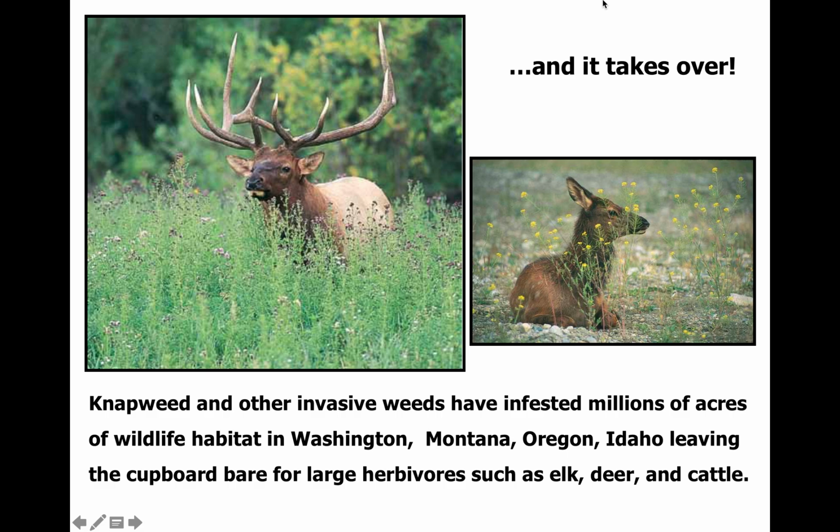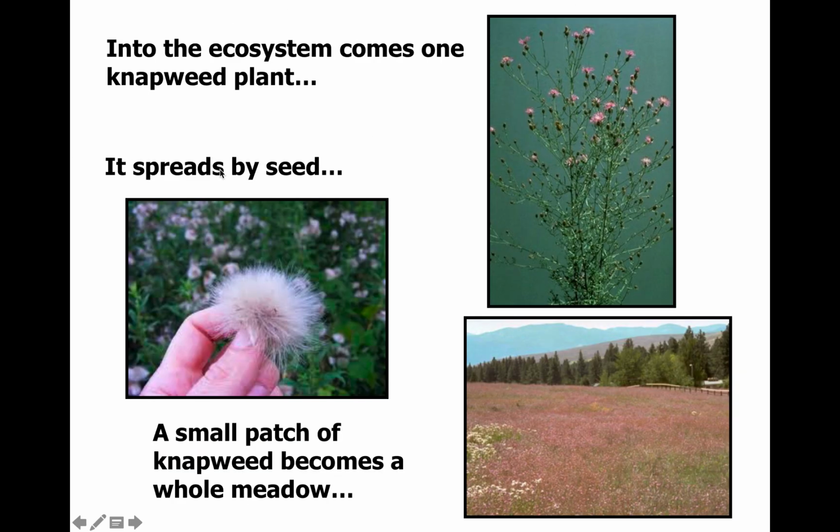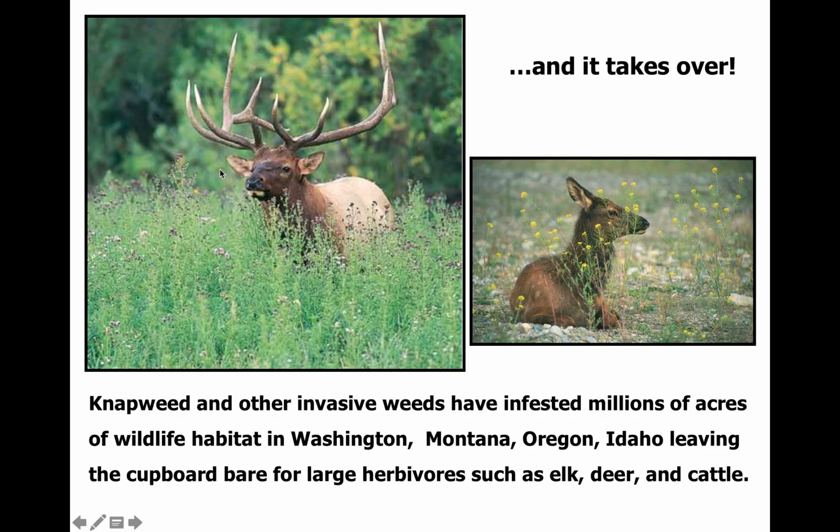It takes over, and these plants are not edible to things like elk, deer, and cattle. And so essentially, you're just leaving this food source entirely bare for herbivores that were depending on the previous ecosystem to feed them. So this has happened in Washington, Montana, and Oregon. And the interesting thing about invasive species, plants in particular, is you can look at examples all around the world and all around the country of how these invasive species have come and taken over and changed ecosystems.